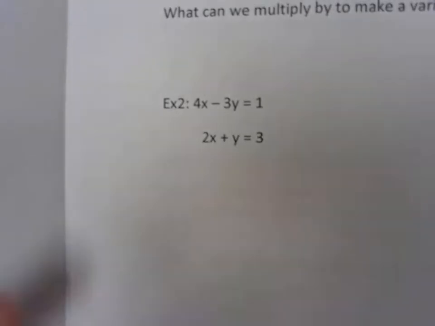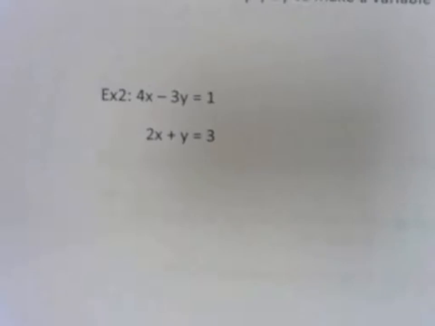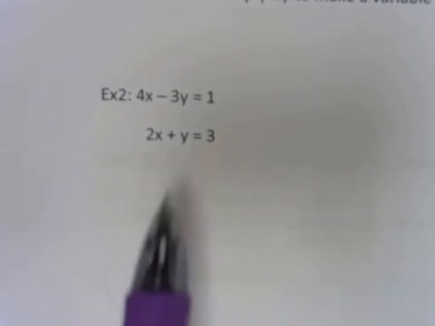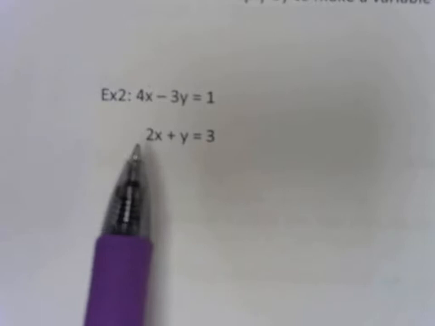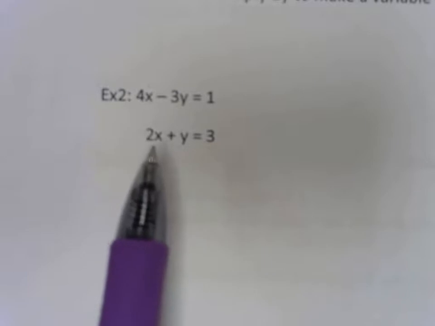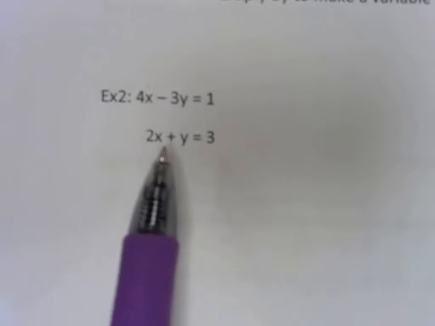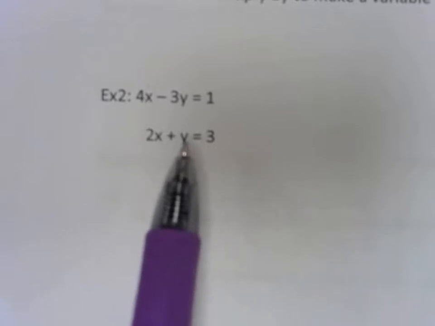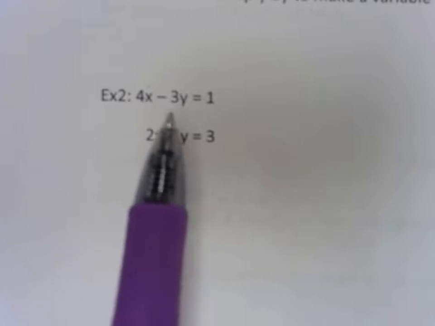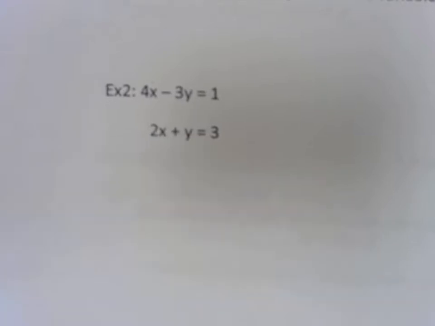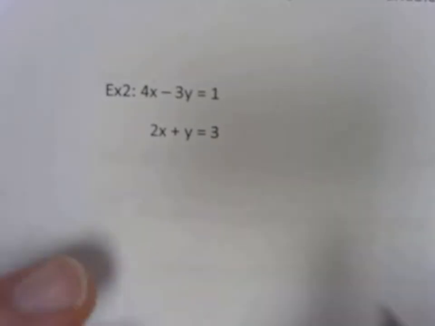So then I just say, okay, what will help me if I multiply one of the equations by something? Look at your smaller coefficients. Can I make 2x into a negative 4x? Yes, I can multiply by a negative 2. I can also look at my y's. What can I multiply y by to get a positive 3y? I want a positive 3 because I have a negative 3 on top. So I'm going to choose to cancel out the y's. You could choose to cancel out the x's and you would get the same answers.